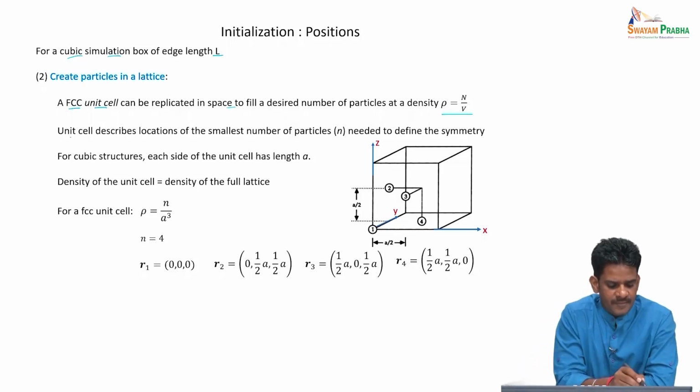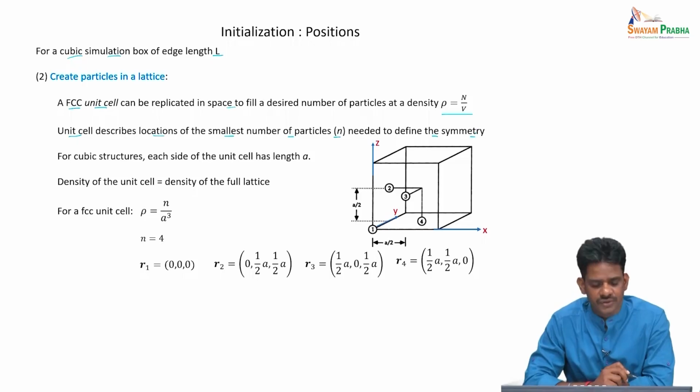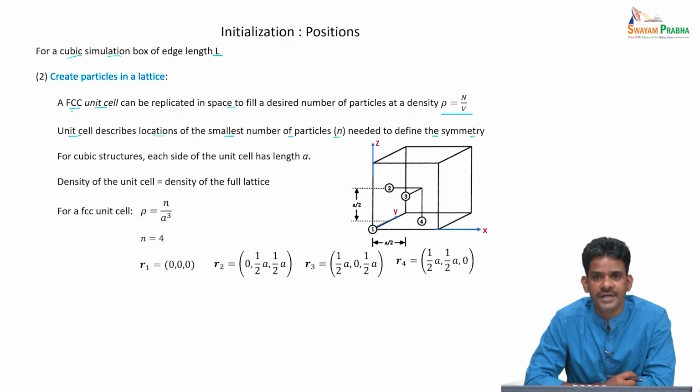So, what is a unit cell? The unit cell basically describes the location of the smallest number of particles needed to define the symmetry. FCC means face-centered cubic unit cell. It has a certain symmetry, and a unit cell will have the specification of the location of the smallest number of particles needed to ensure FCC symmetry.